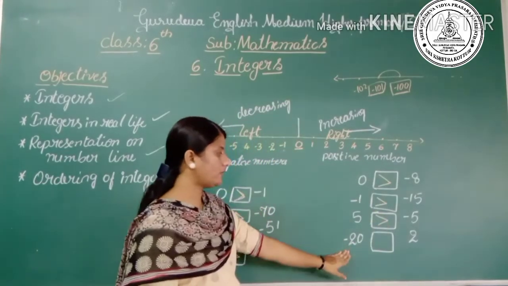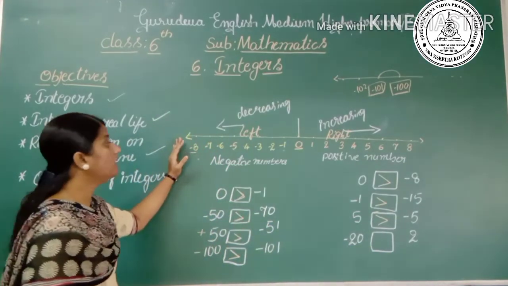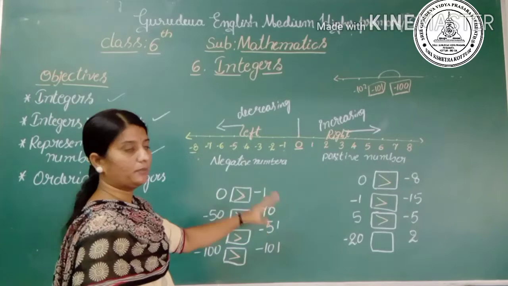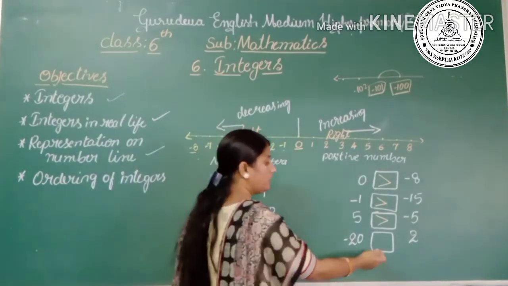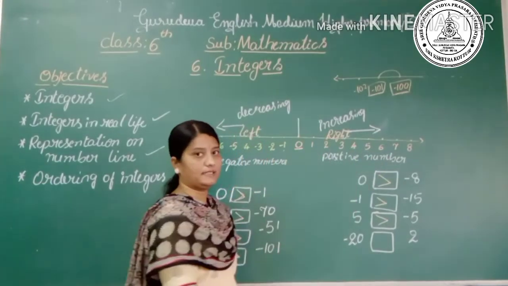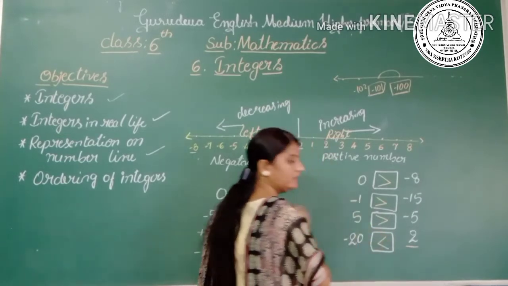Then minus 20 and plus 2. So minus 20 comes in the negative. Minus 20 is a negative number. It comes to the left of 0. And plus 2 is a positive number. It comes to the right of 0, on the right side of the number line. So it is a greater number.